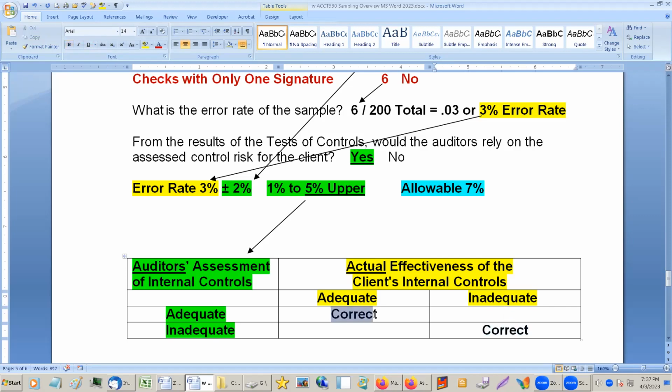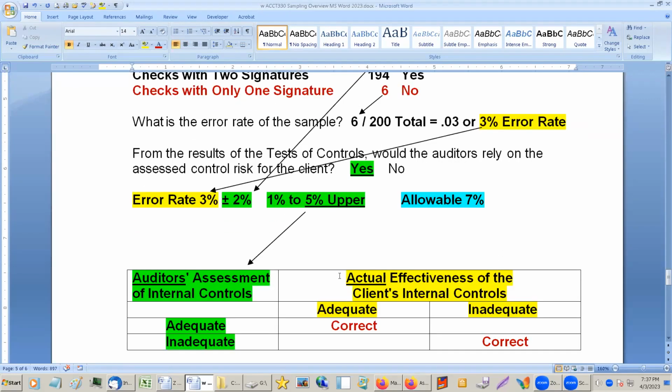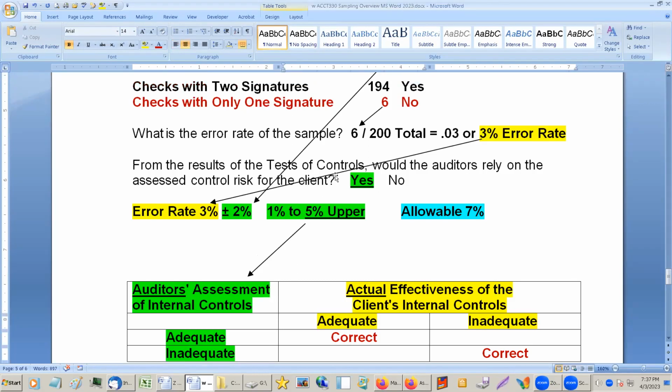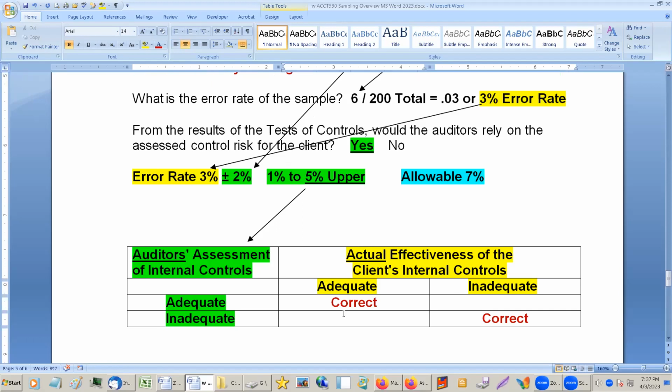So those two are good. This is kind of what you want, okay? If the controls are bad, if we find it, that's fine. We can do something else now. We'll do more substantive testing or whatever we need to do. Or if the controls are adequate, like we have here, we came up to the controls are adequate. Well, if they really are adequate, that's good. Our sample represented the population as a whole.